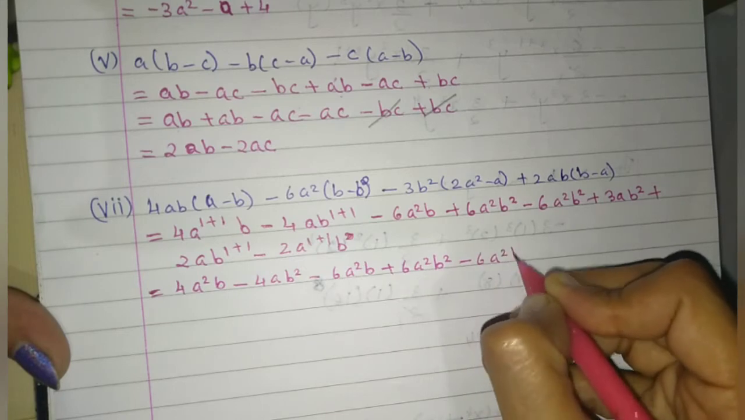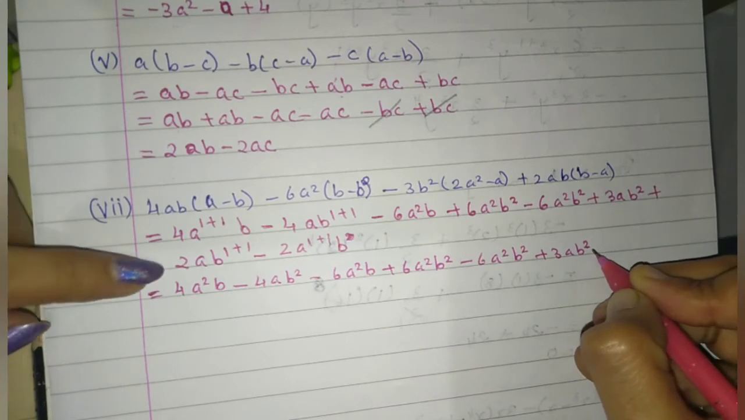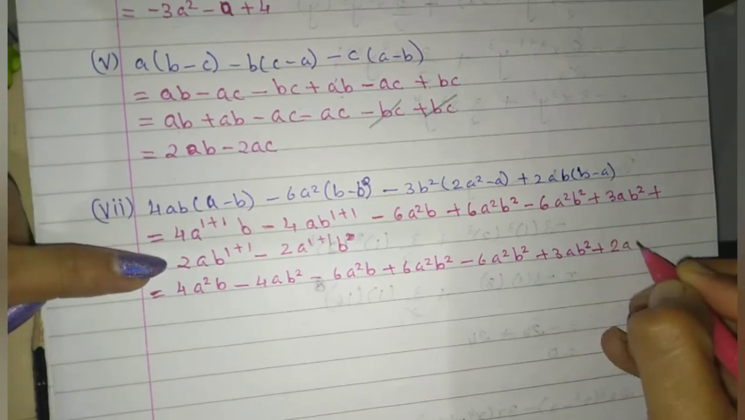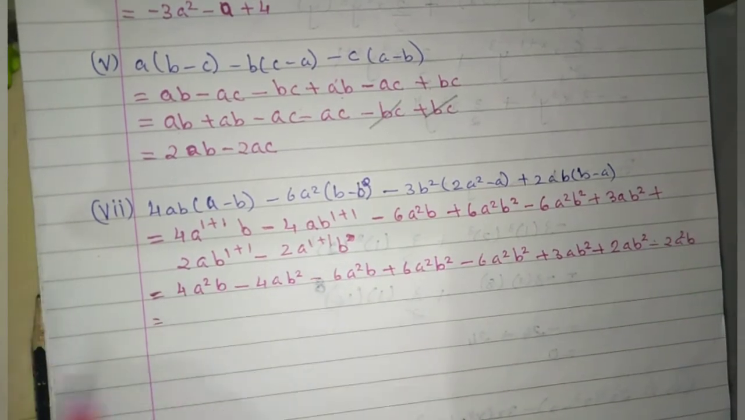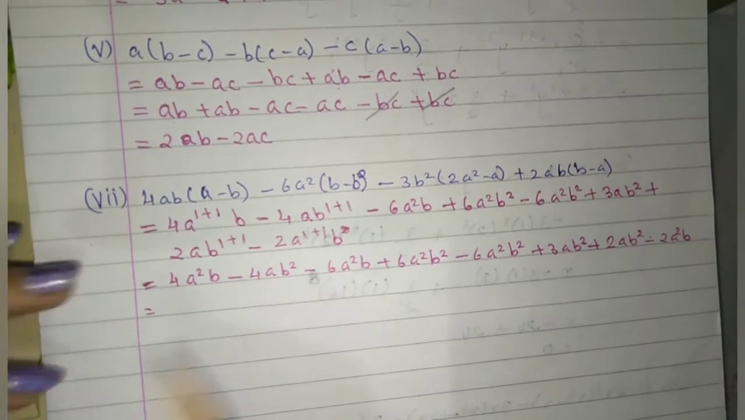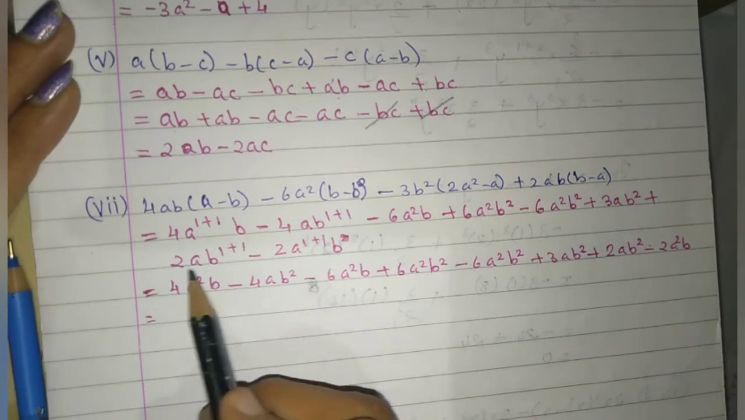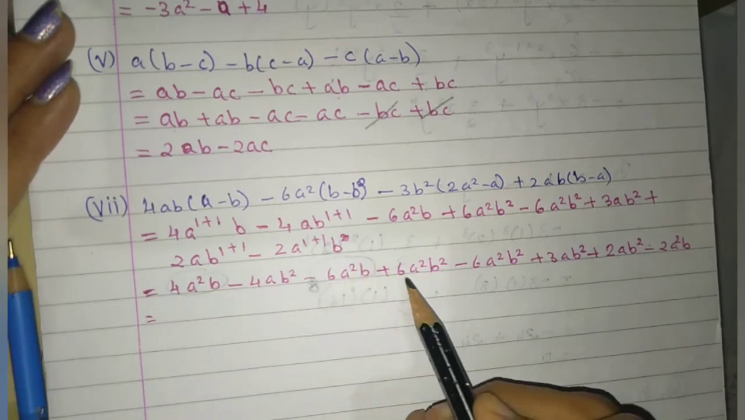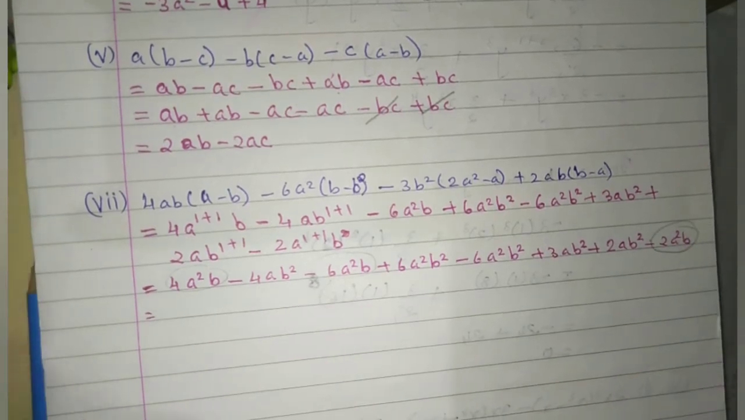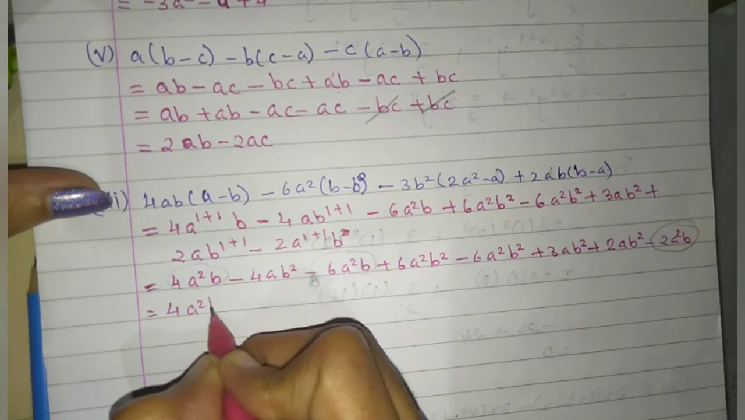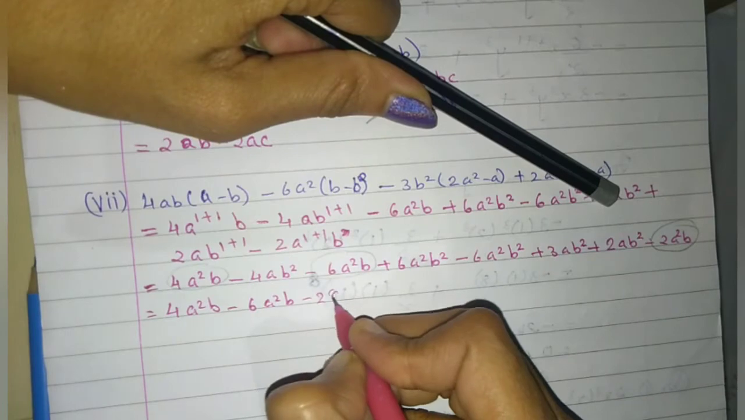minus 6a square b square plus 3ab square plus 2ab square minus 2a square b. Now whichever the same terms we will write together. So first of all, we'll see this a square b. Here a square b is there, so this one 6 a square b, another one is there, a square b. So we'll write together, which is 4a square b minus 6a square b and minus 2a square b.